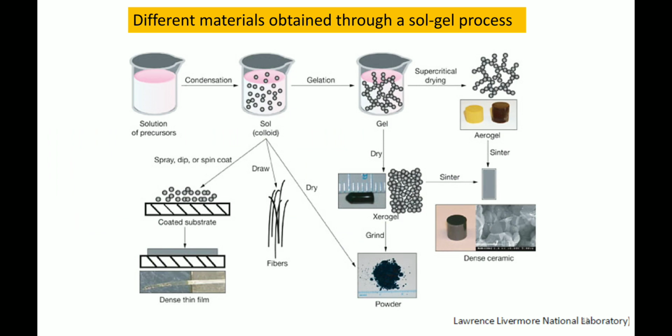Apart from this, you can obtain different materials through the sol-gel process. One is simply nanoparticles in powder form. Second is an aerogel. Next, from the sol you can also draw fibers, or make a thin film over some substrate. So these are the ways by which you can get your product in multiple forms, and depending upon your application and interest, you can follow that step, so that you will get a different final product.